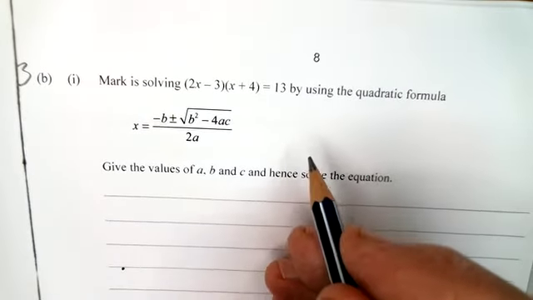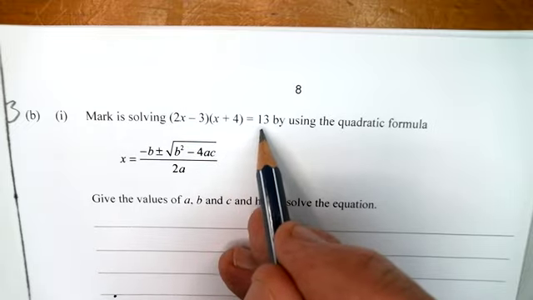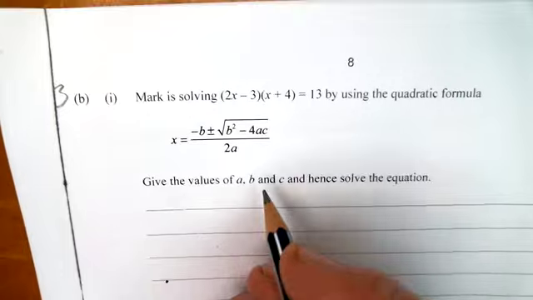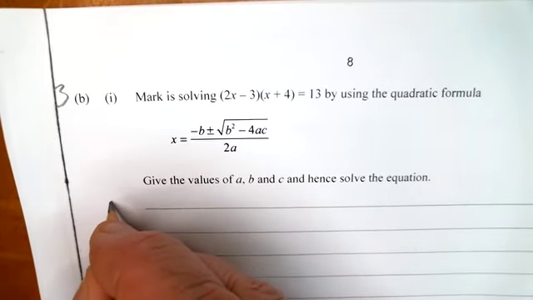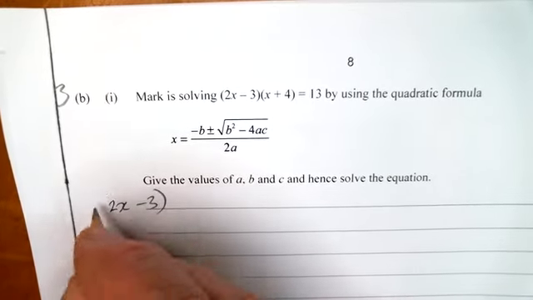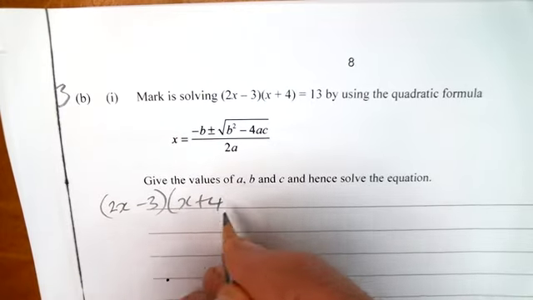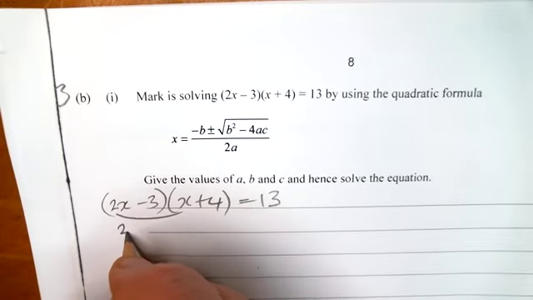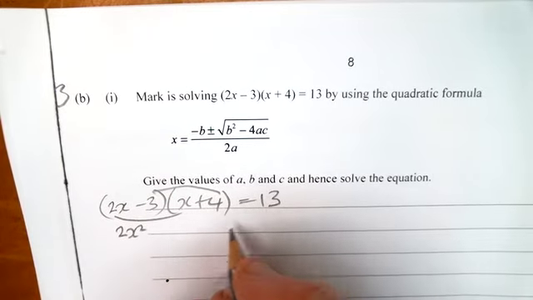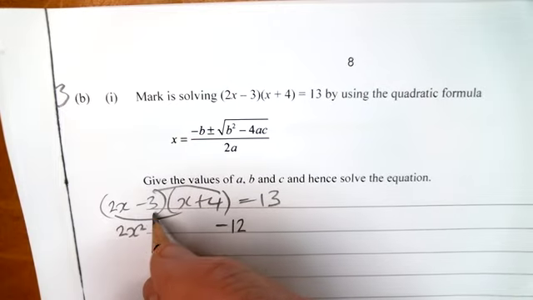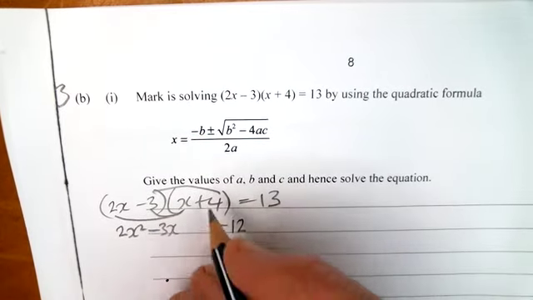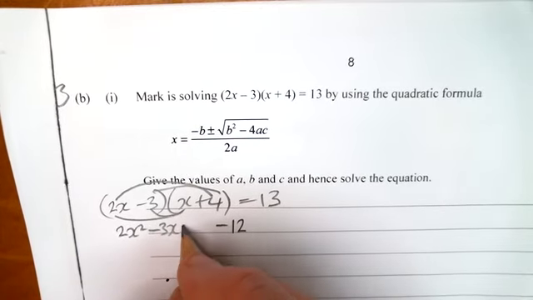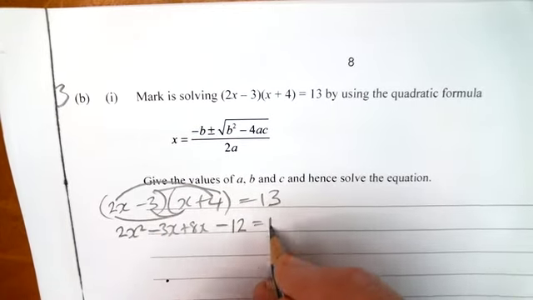So first thing I'm going to do is take this and make it equal to 0. So I'm going to expand it out first of all. I'll rewrite it: 2x minus 3 times x plus 4 is equal to 13. Expand this all out, so 2x times x is going to be 2x squared. 3 times negative 4 is negative 12. And I've got negative 3x. And I've got 2 times 4x. It's 2x times 4, which is going to be plus 8x, all equals 13.